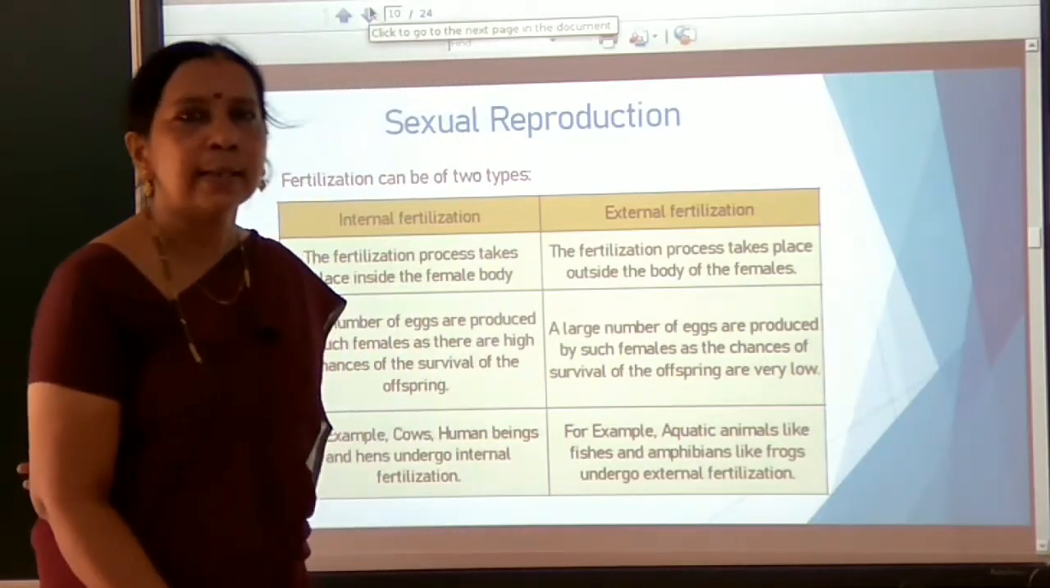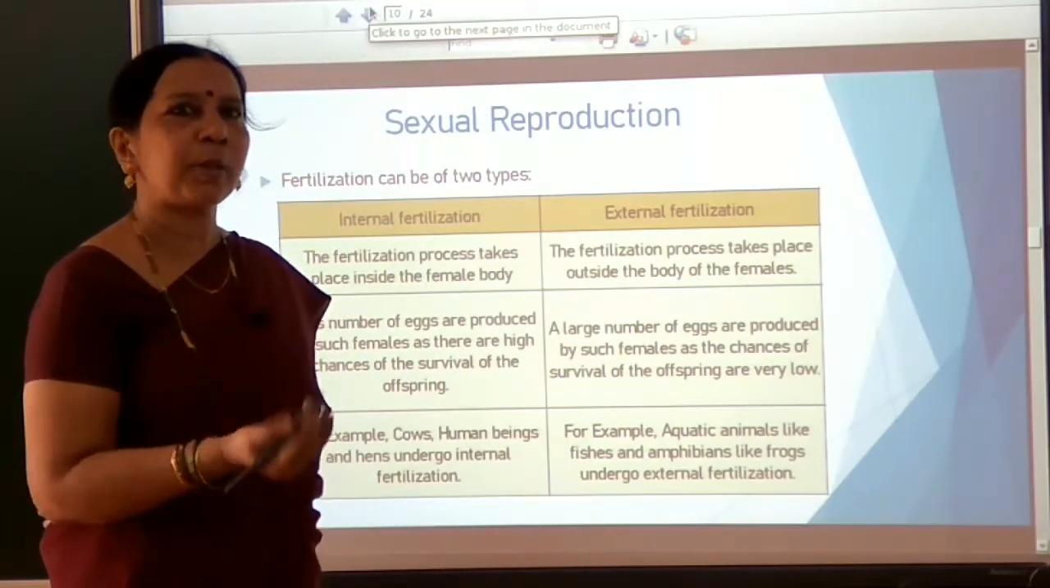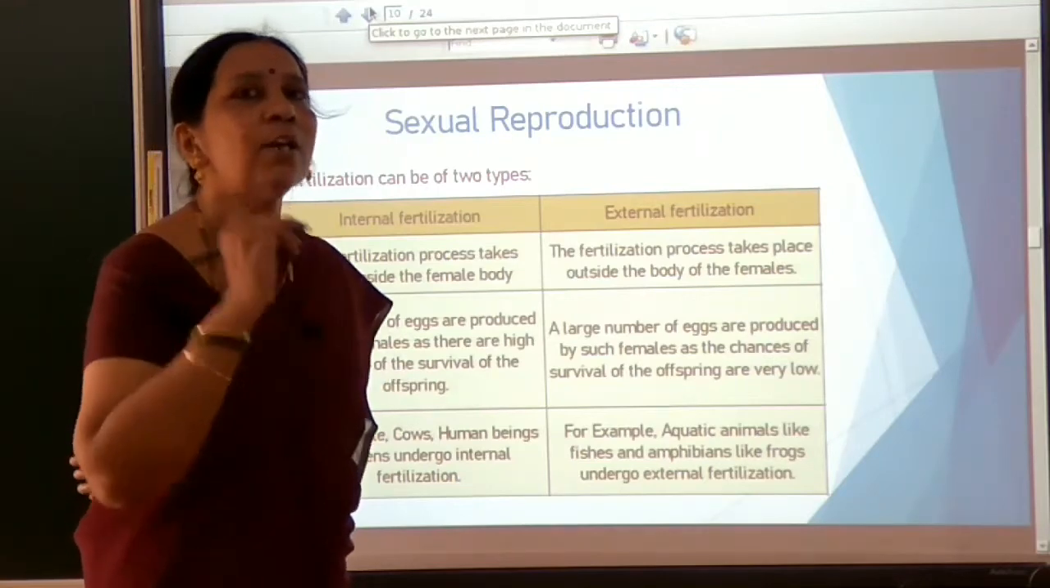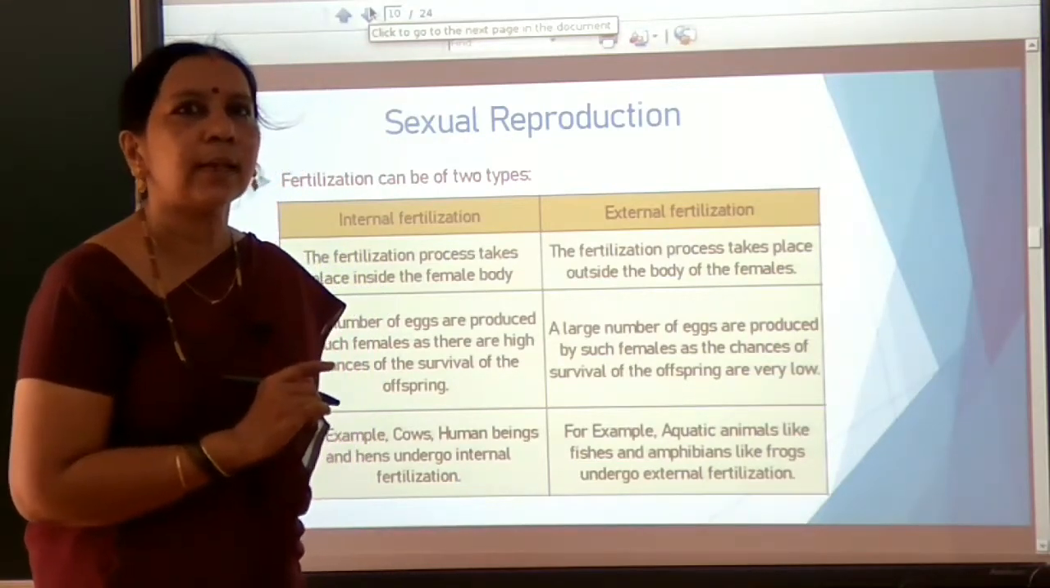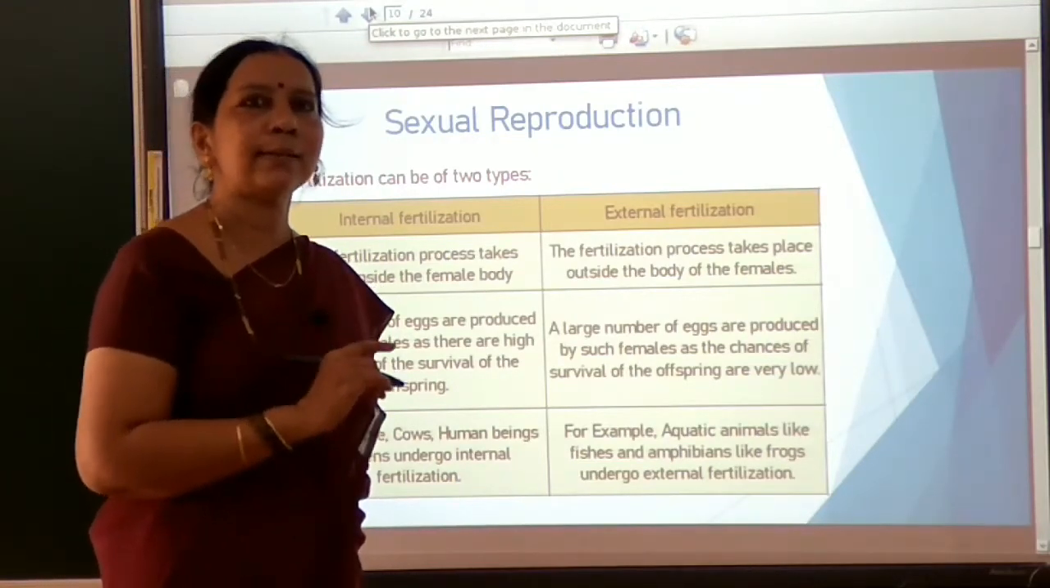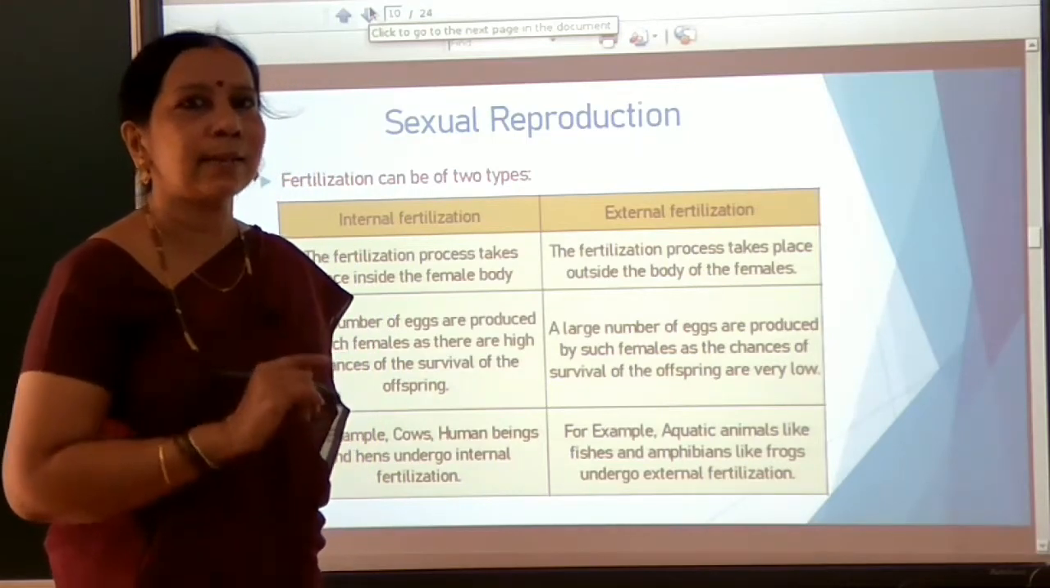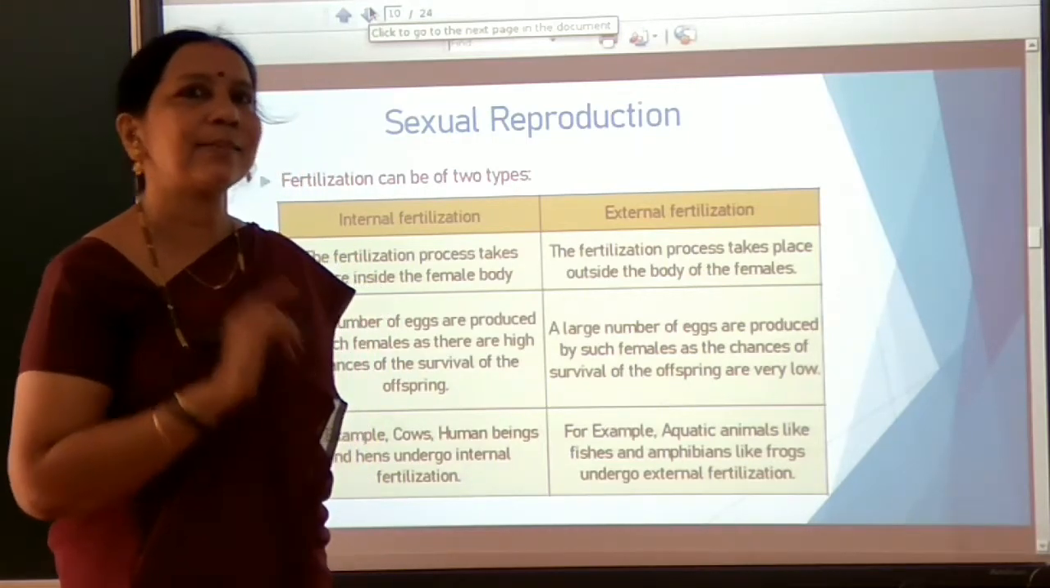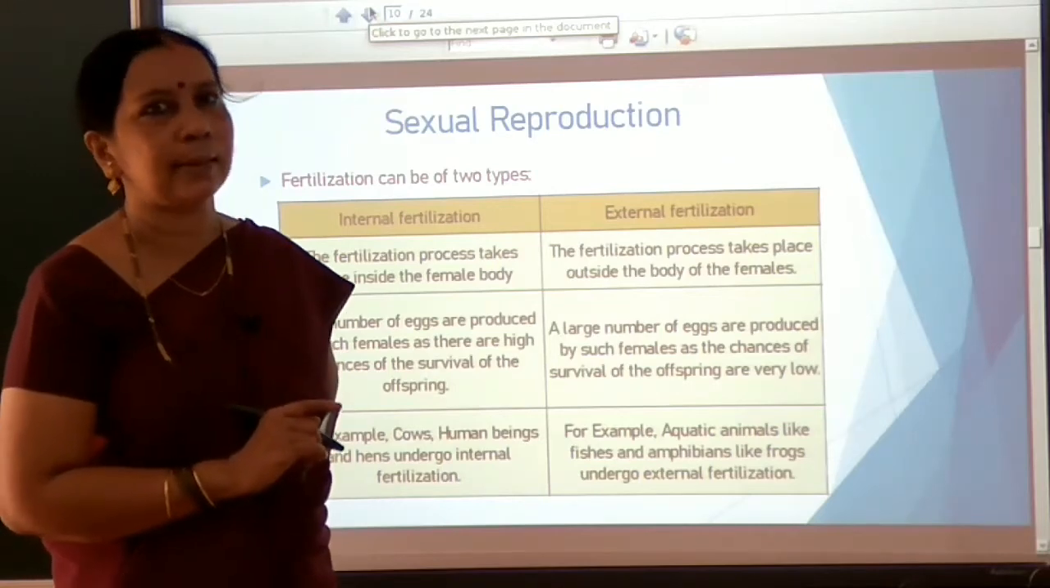As the name tells, internal fertilization takes place inside the body of the female. So what is internal fertilization? Fertilization that takes place inside the body of the female is called internal fertilization.